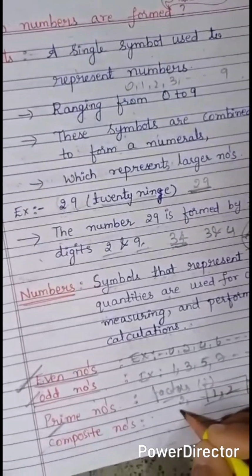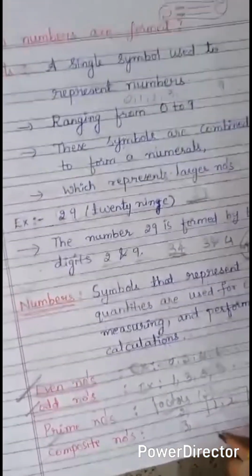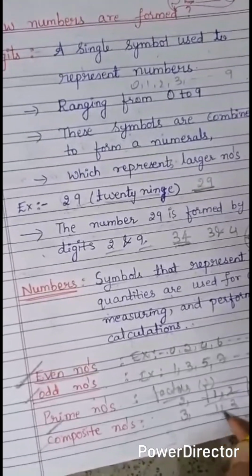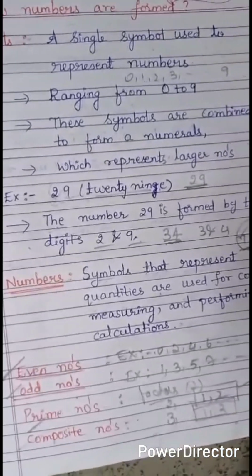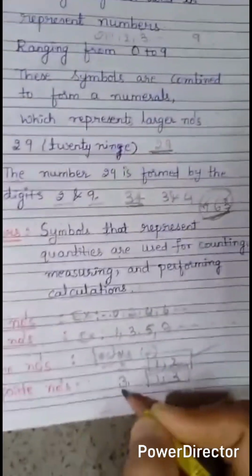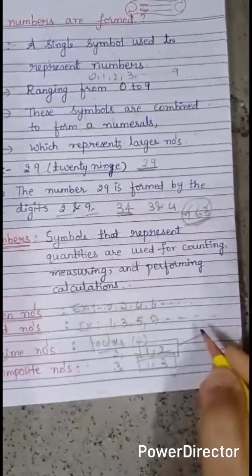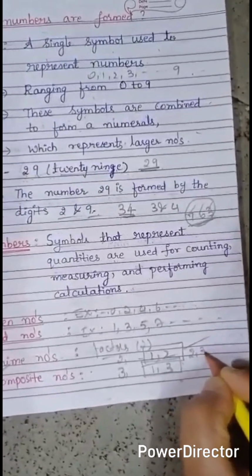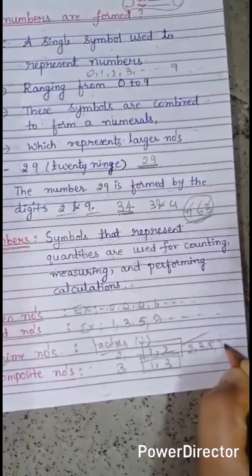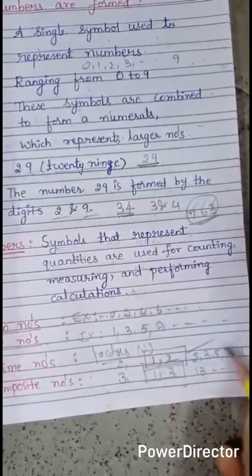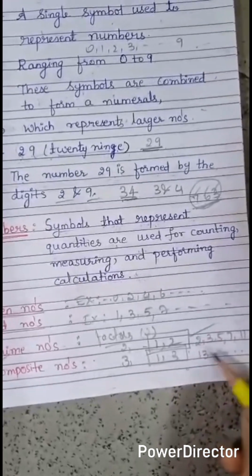So let's see one more example. 3. What are the factors of 3? 1 and 3. So it has only 2 factors. Those numbers are called prime numbers. So next, 2, 3, 5, 7, 11, 13 and so on. These are the prime numbers.